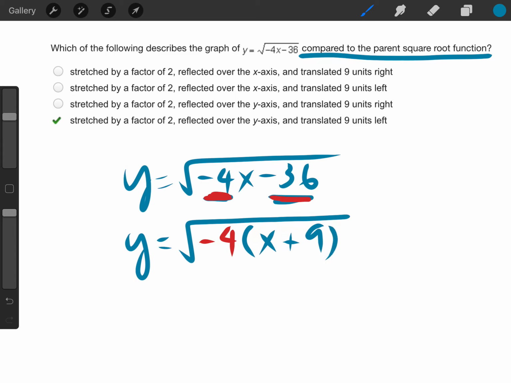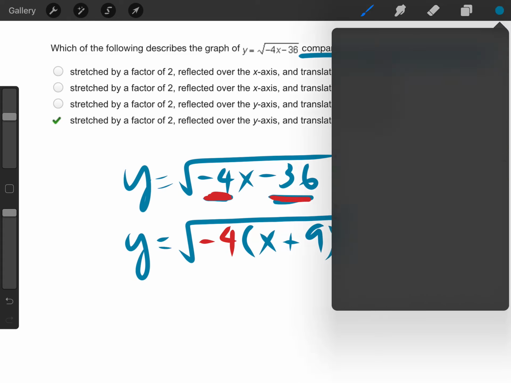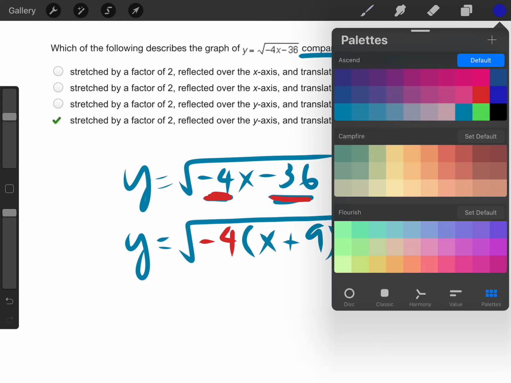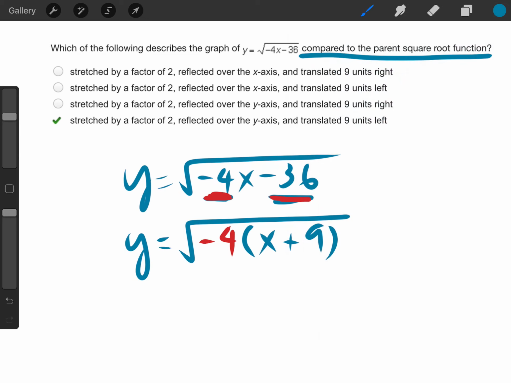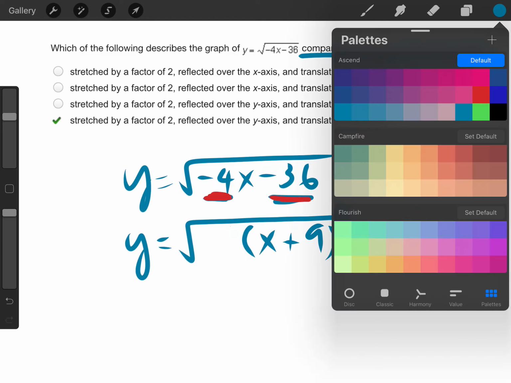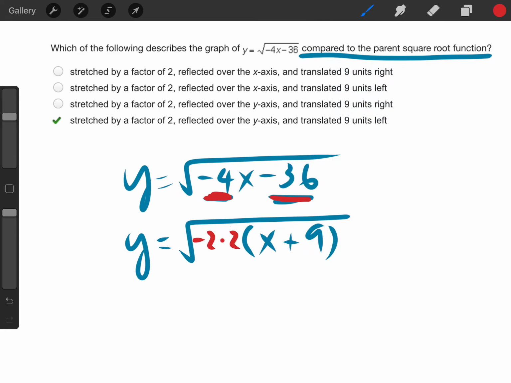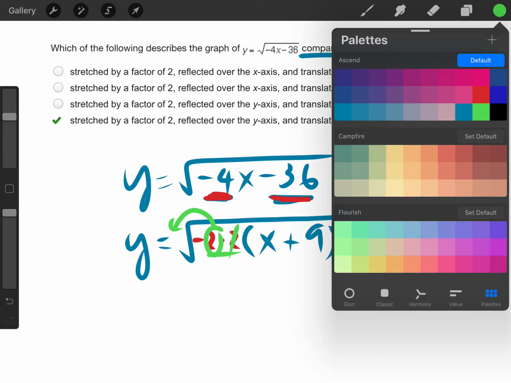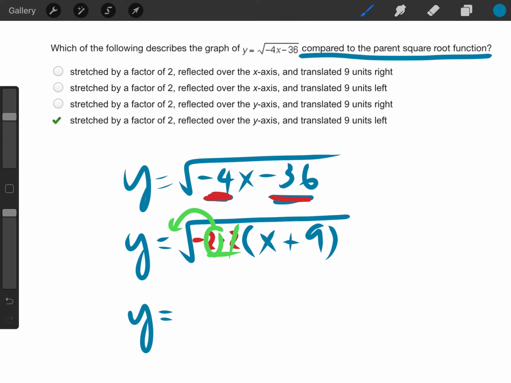Next, to simplify this square root function, you have to know that -4 can be written as -2 times 2. Underline 2 of the same, circle 1, cancel 1, and bring the other one out. So you're going to get y equals 2 times the square root of -x plus 9.